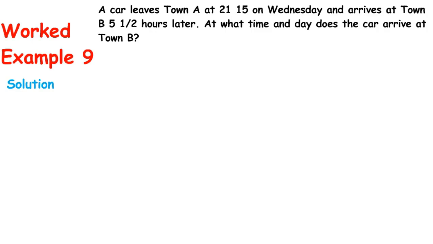A car leaves town A at 21:15 on Wednesday and arrives at town B 5.5 hours later. At what time and day does the car arrive at town B?